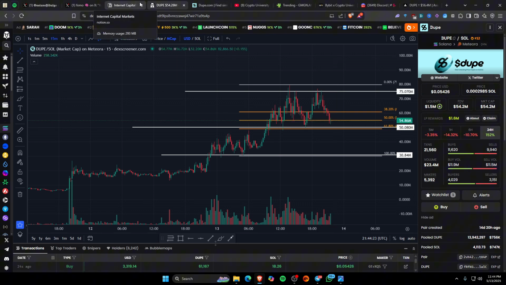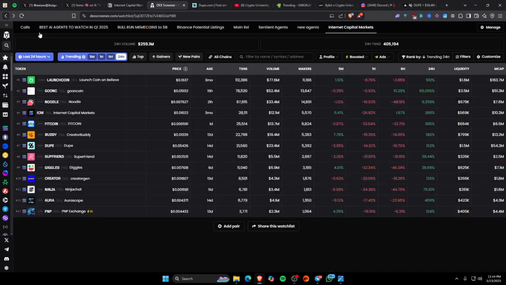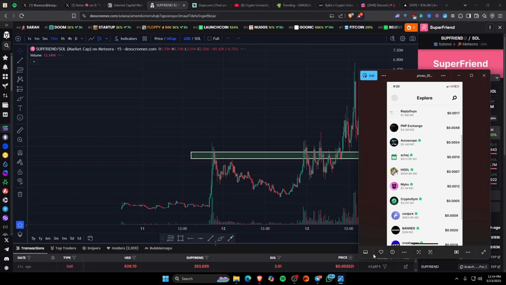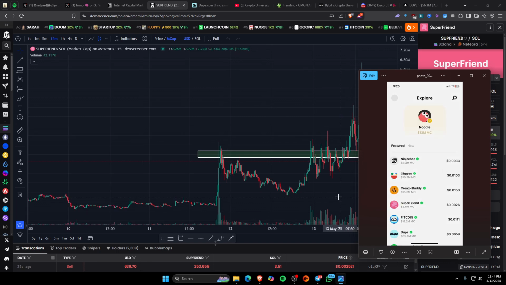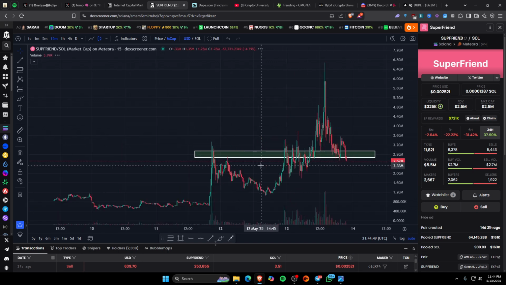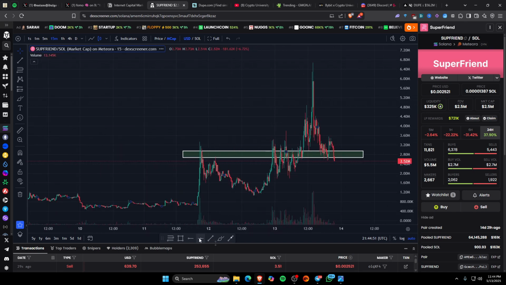And another coin that I'm also going to be super bullish on within this internet capital markets narrative right here is, let's say, Aura. These are going to be the smaller cap coins, so you can see they're dumping so hard right now, but this is that deeper retracement that we've been aiming for. So Silver Friend, again, it was right here, and you can see some of them are right here. This is Super Friend right here, and it's retracing right now.